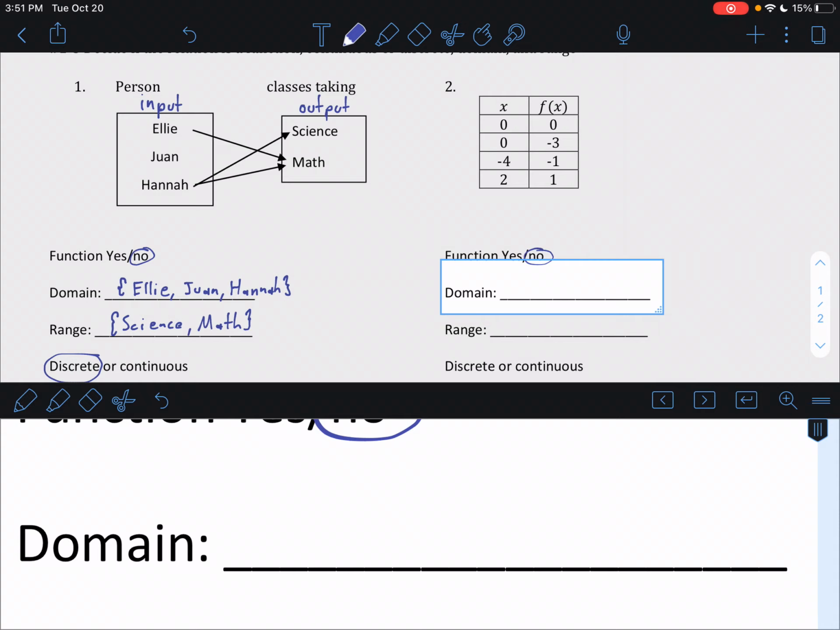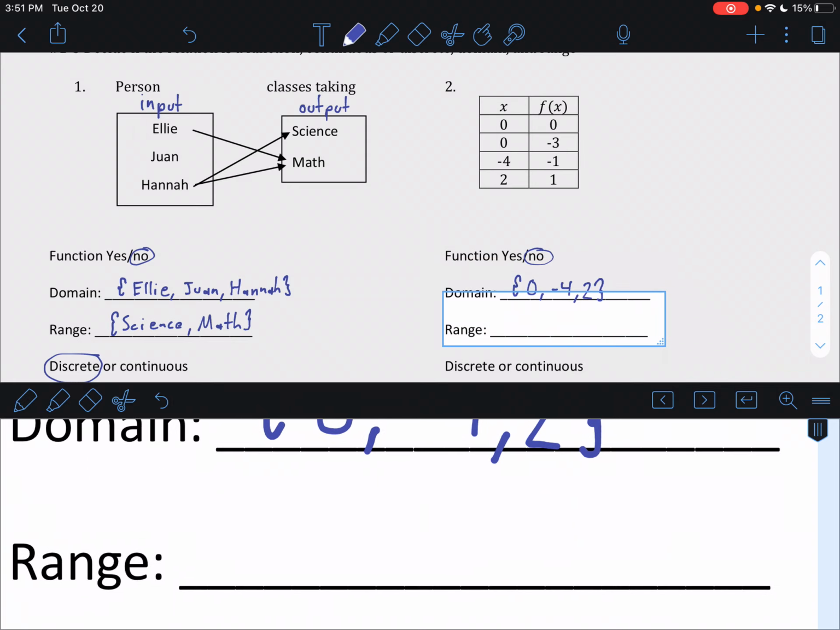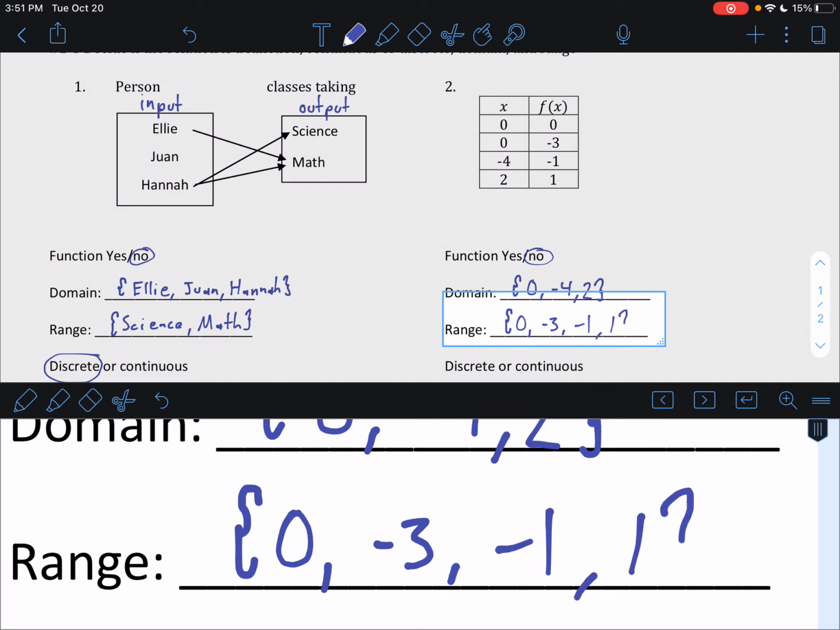My domain here, I'm just going to list my inputs. Okay, listing my inputs, I would say 0. And even though 0 is there twice, I don't need to say it twice. So I would just say 0, -4, 2. My range, listing the outputs. So my outputs are 0, -3, -1, and 1.